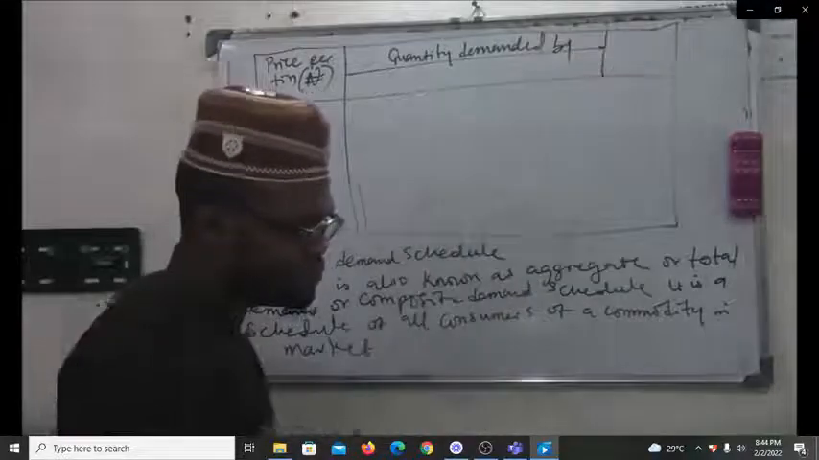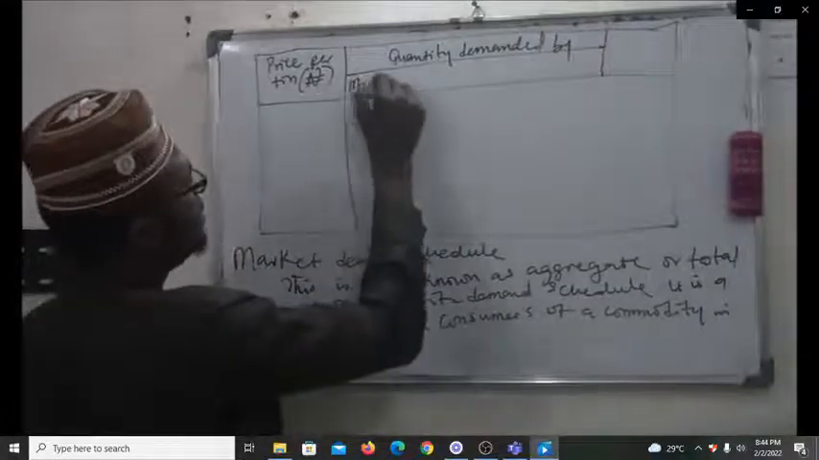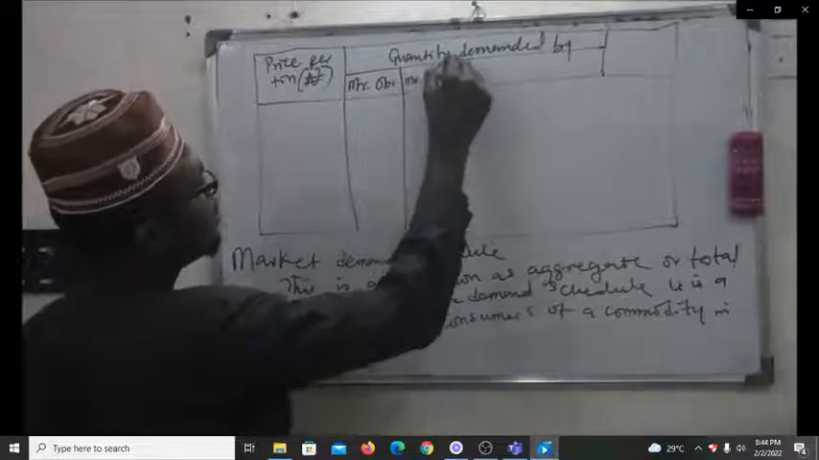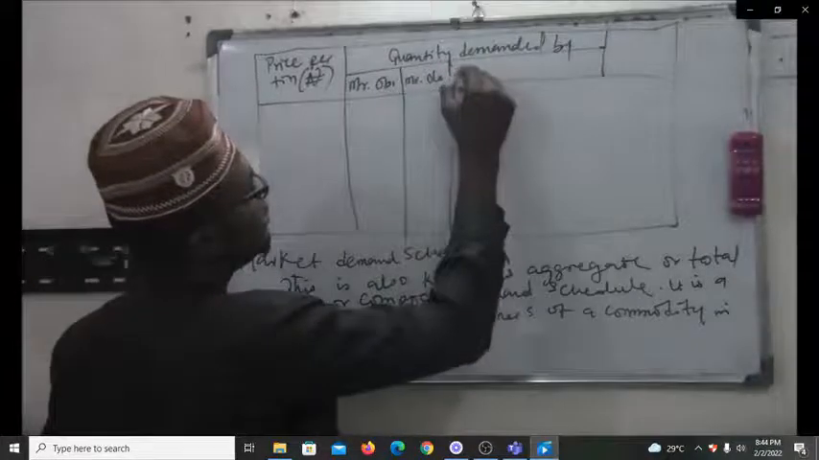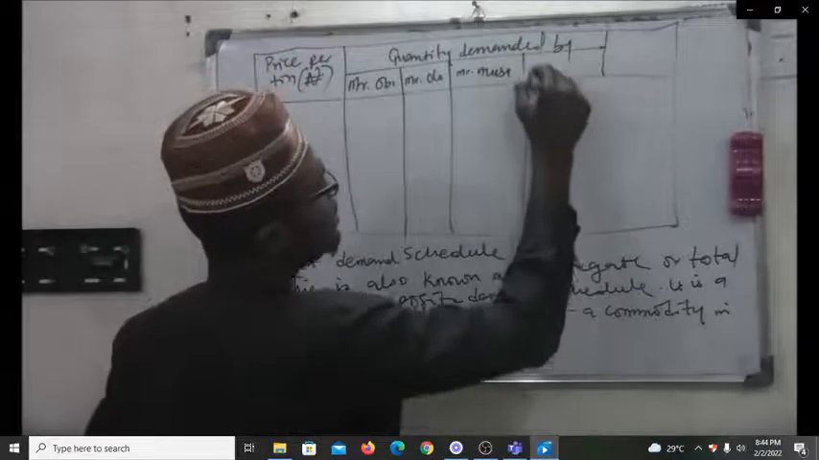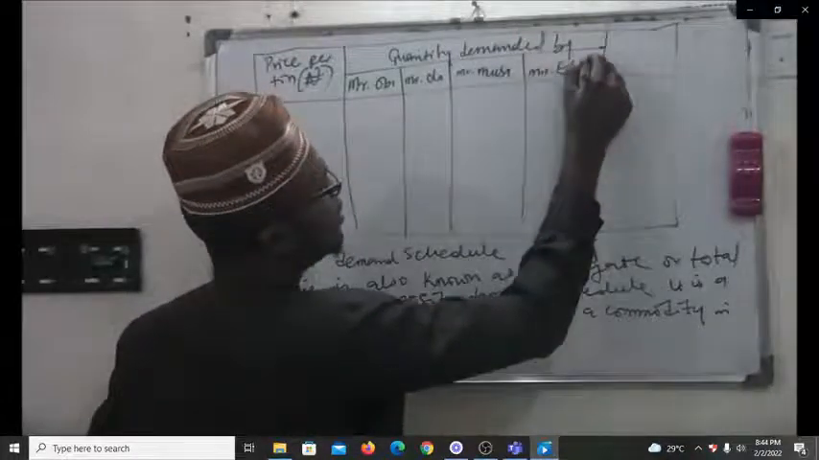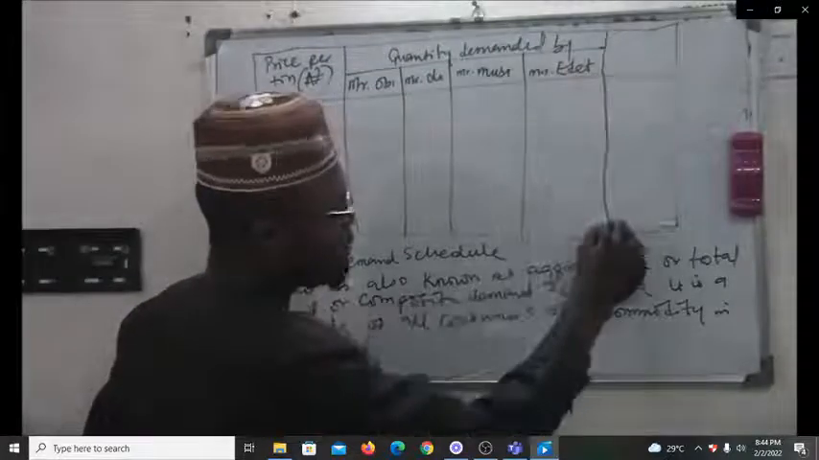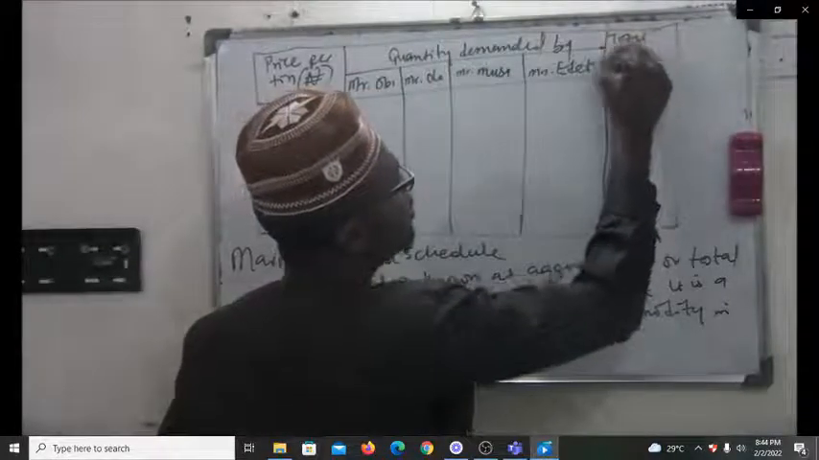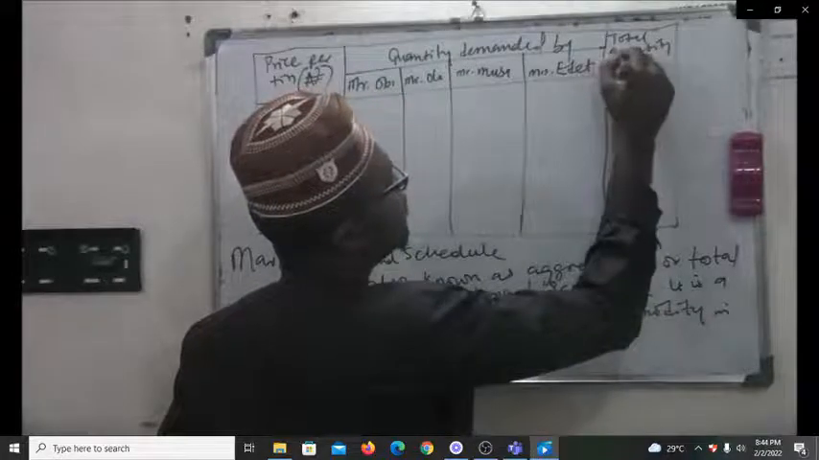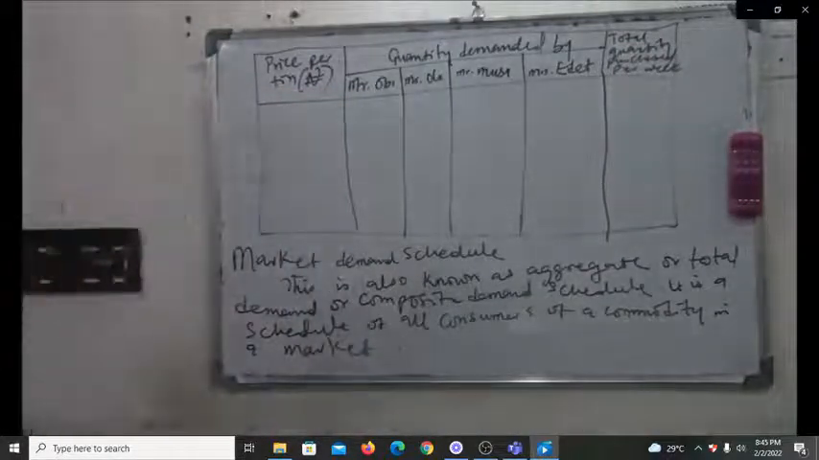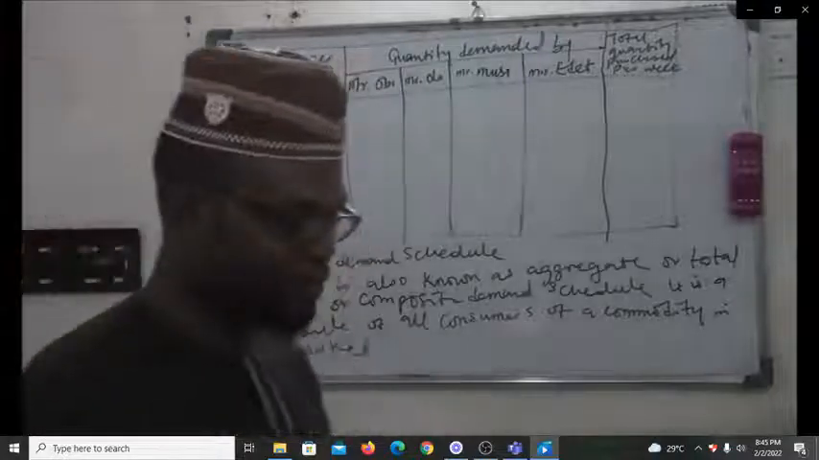It's not only one person. So you can have Mr. Obi, the quantity demanded by Mr. Obi; Mr. Ola, the quantity demanded by Mr. Ola; Mr. Musa, the quantity demanded by Mr. Musa; Mrs. Edens, the quantity demanded by Mrs. Edens. Then you have total quantity purchased per week. So that's what we have in the aggregate demand schedule. Is that clear?